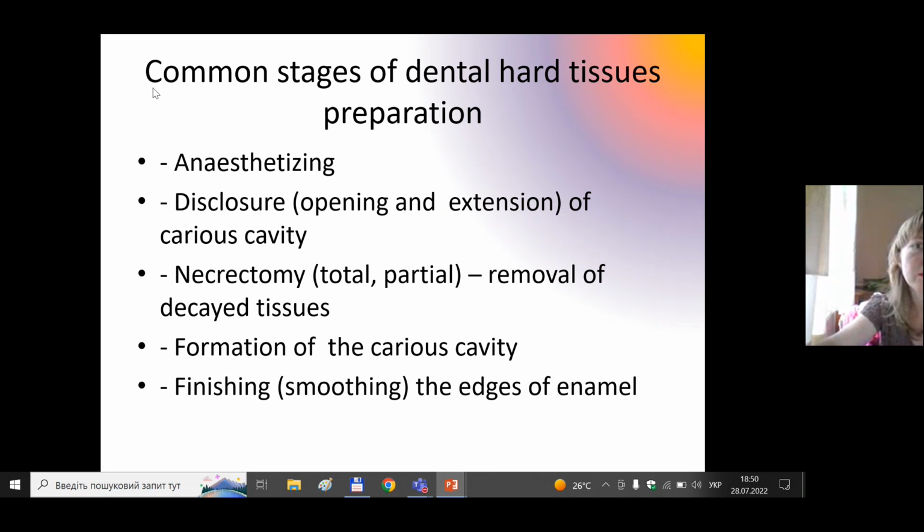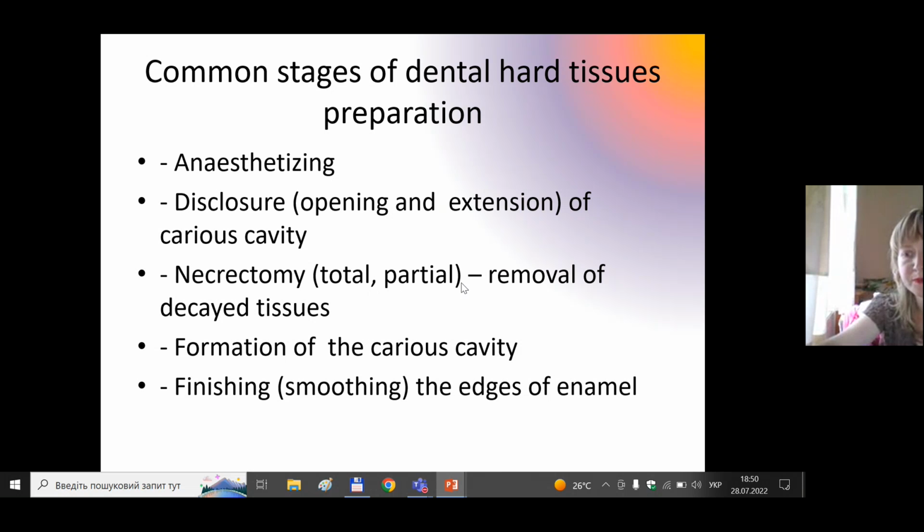And now we will focus on common stages of dental hard tissues preparation. So, common stages of dental hard tissues preparation are such: anesthetizing, it is the first initial step to prevent pain and discomfort of the patient. The second step, it is disclosure, opening, and extension of caries cavity. Next, necroectomy.